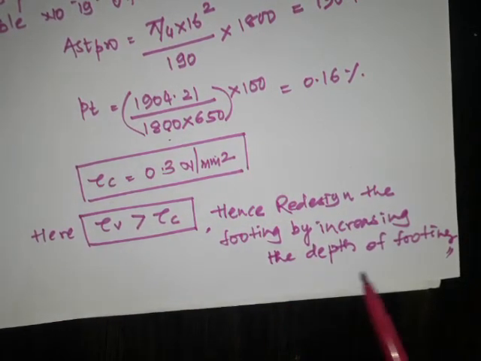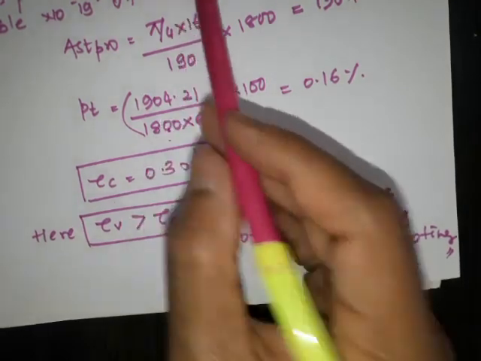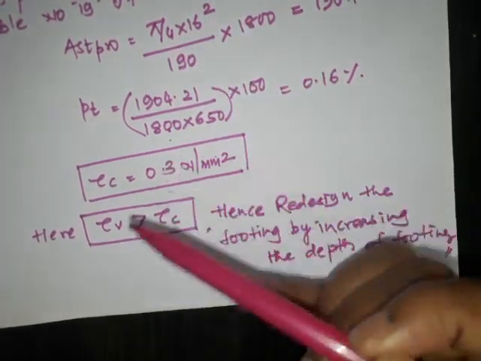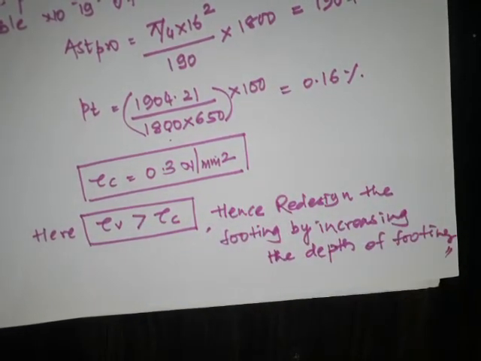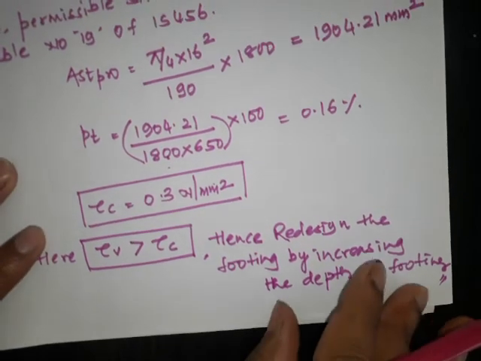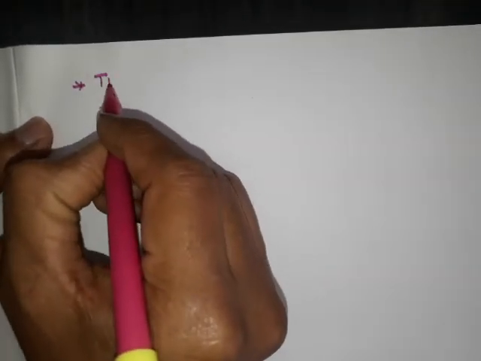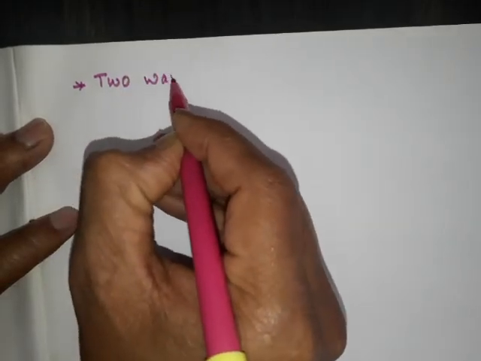So this much you write, because the difference is very less. 0.08 difference is there. So there is no much worry of that. So you can write a note and you can continue with the further part. Now next we have to go for two-way shear.